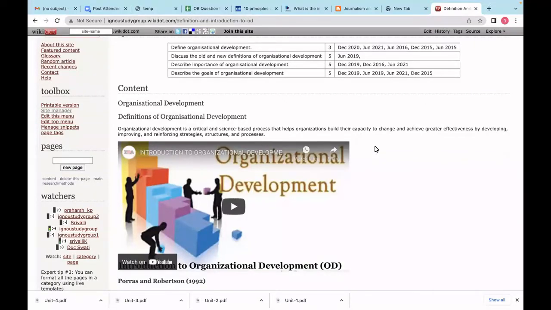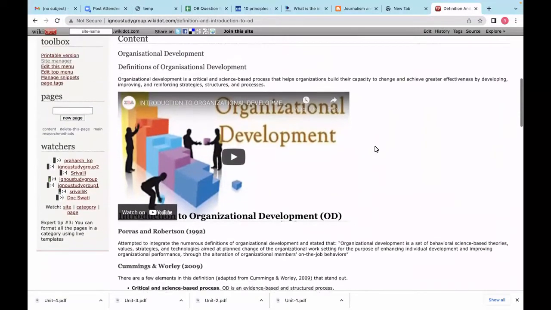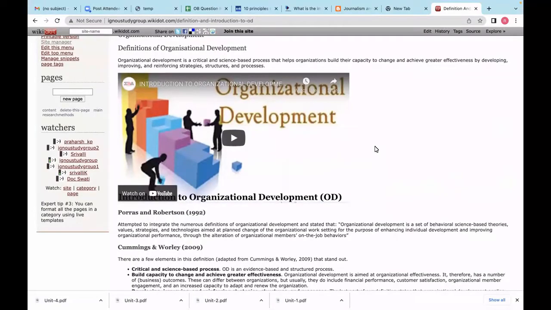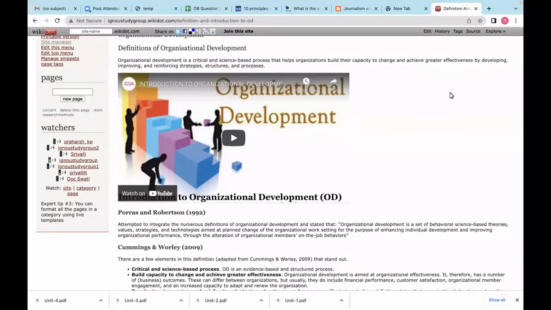One, it is actually a critical scientific based process. Underline scientific based process, which helps organizations achieve greater effectiveness. So this is a process which is going to improve the organization and make it effective. It could be effectiveness, strategy, structures, or processes. So OD covers end-to-end development of an organization.